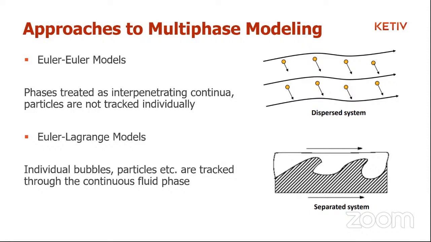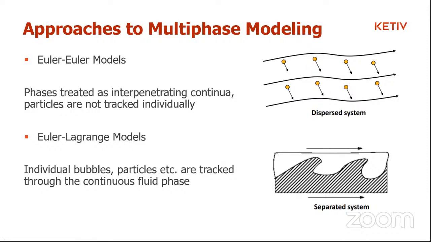In the Euler-Lagrangian model, however, which is also called the Lagrangian model for the sake of simplicity, individual particles, bubbles, and droplets are being tracked. So they are being tracked individually instead of being considered as a separate continuous phase. On the right here, I think the image is a little more helpful in understanding the two different approaches. In a separated system, you would consider those two phases as continuous mediums. But in the dispersed system, you'll have a continuous phase, and then the dispersed particles are being tracked individually.